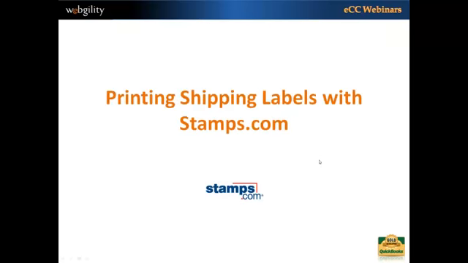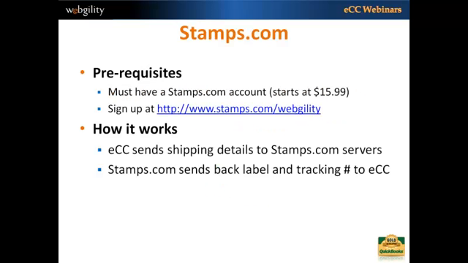Next, we'll take a look at generating shipping labels with Stamps.com. Now, there's a little bit of a difference in our integration with Stamps.com as compared with the two other processors we talked about. With Stamps.com, eCC connects directly with your Stamps.com online account. So the first thing we need to do, again, is to sign up for a Stamps.com account. Here, you sign up by going to stamps.com/Webgility. For a standard account, it starts at about $15.99 a month.